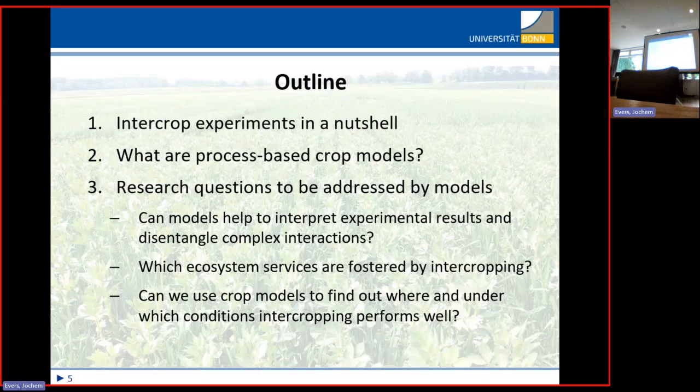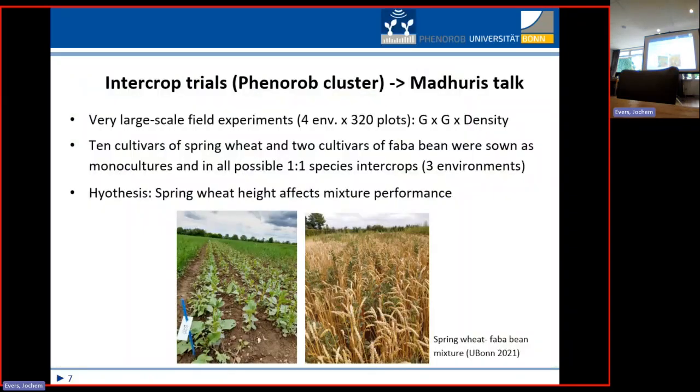Then I will tell you what process-based models are. And then we will go through these 3 research questions. Can we use models to interpret experiments and disentangle complex interactions? Are there further ecosystem services that are fostered by intercropping? And can we use models for upscaling? So first, I'll come to this one.